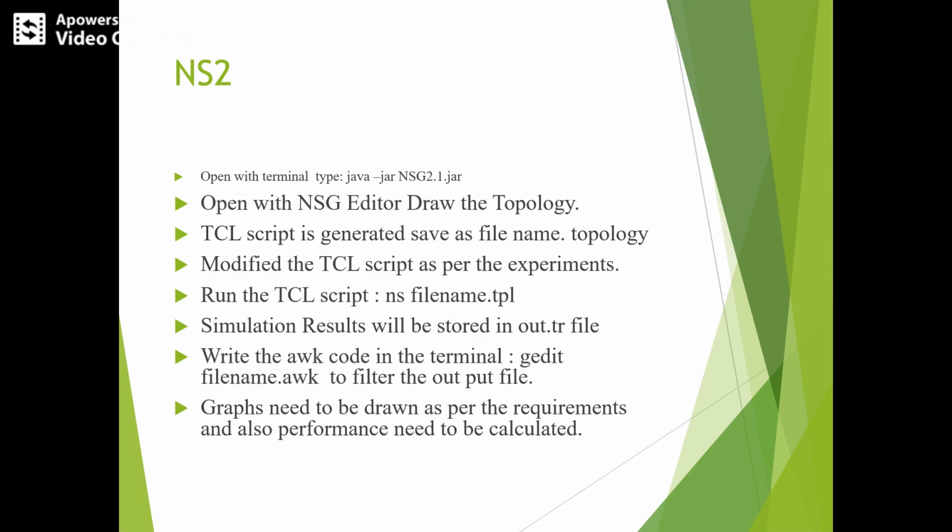Next we need to write an AWK code in the terminal, by writing gedit file name dot awk. There we need to write the AWK code to filter the output file, wherever the graph needs to be drawn as per the requirement, and also performance needs to be calculated.